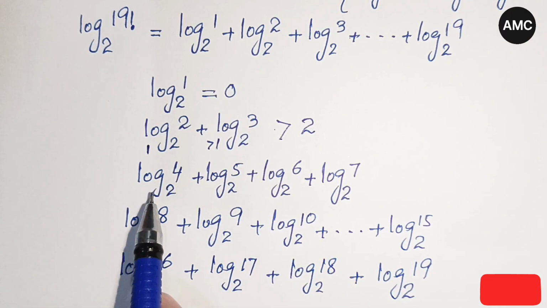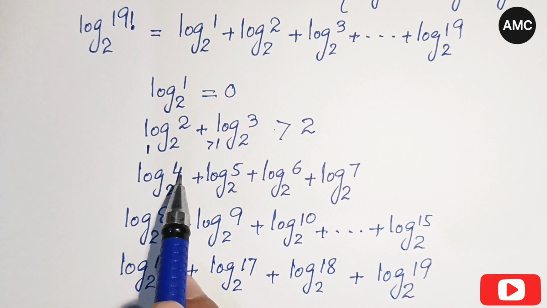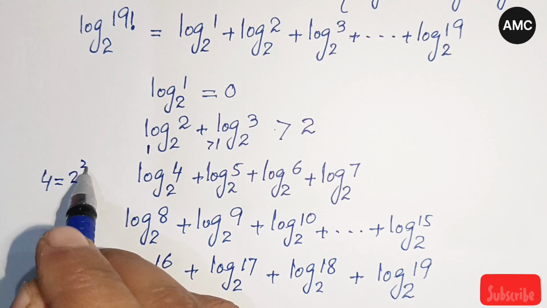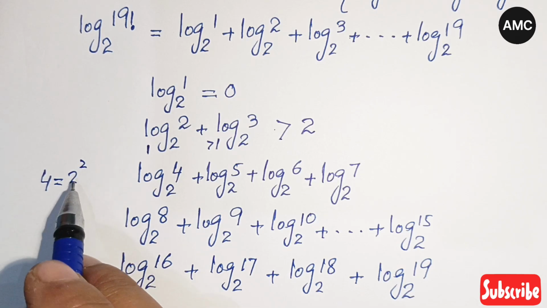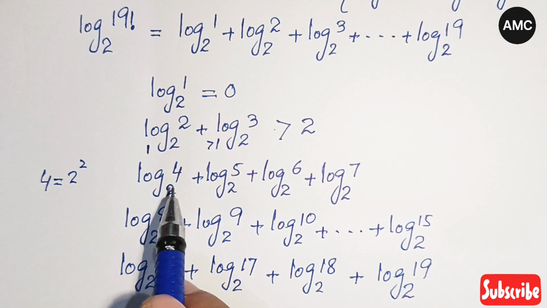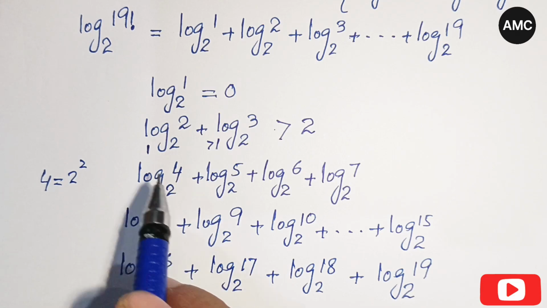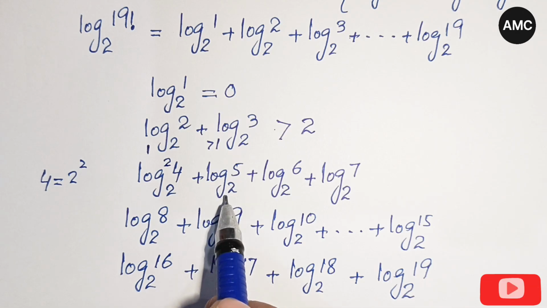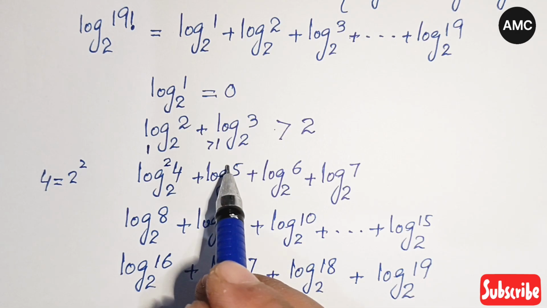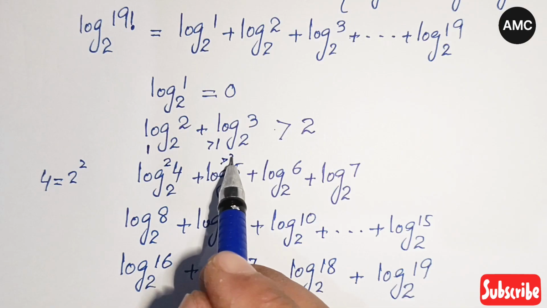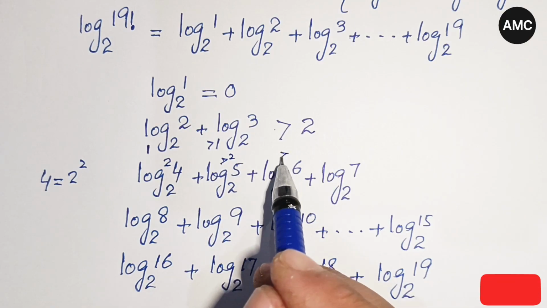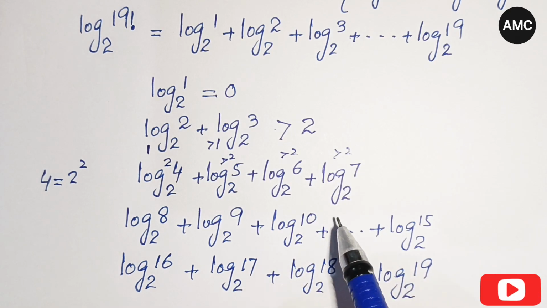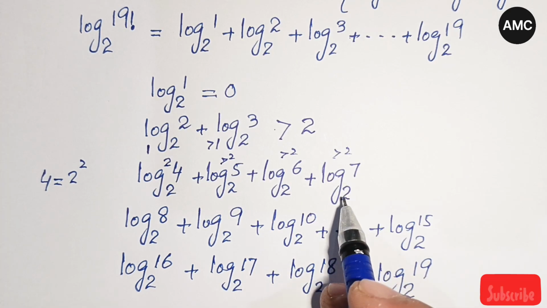Now this third group here, log 4 to base 2, and we know that 4 is 2 squared. So log 4 to base 2 is equal to 2. Similarly, log 5 to base 2 is greater than 2, and similarly log 6 to base 2 and log 7 to base 2 are also greater than 2.